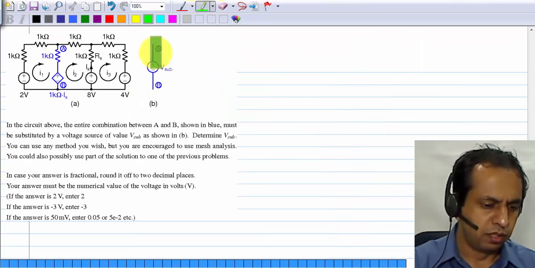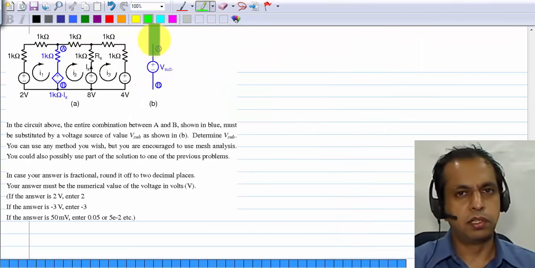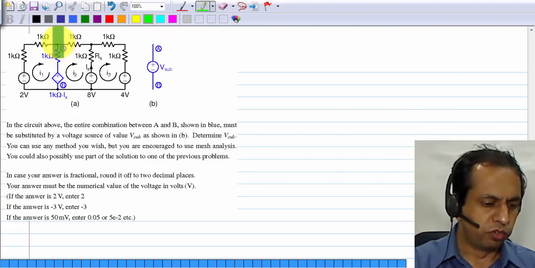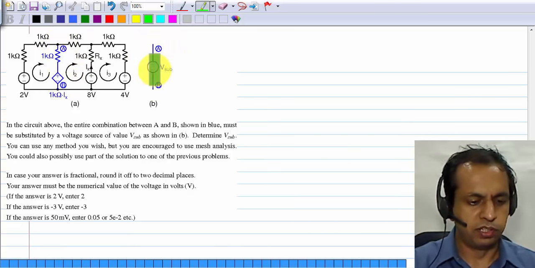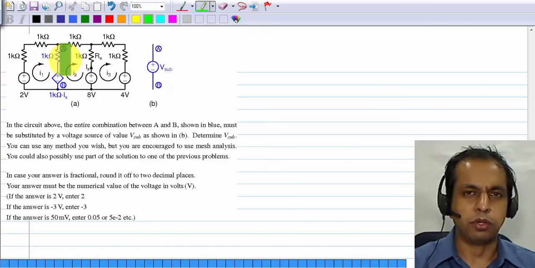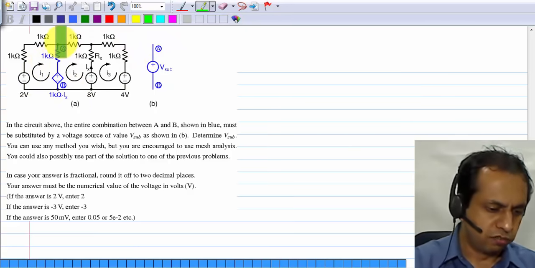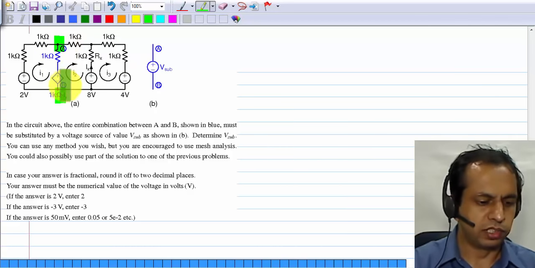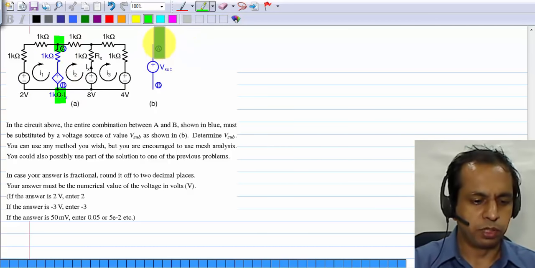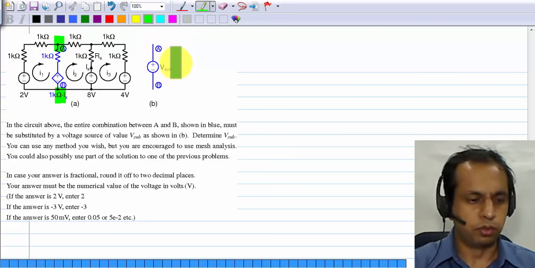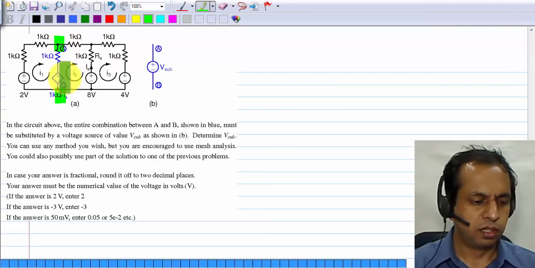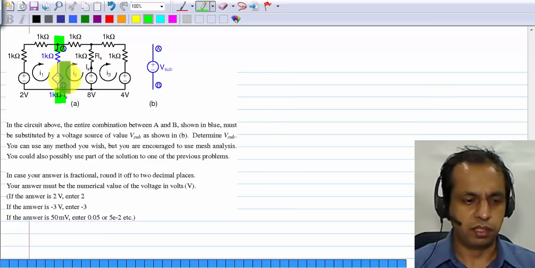The next question is about substitution really. You have to replace this entire branch with a single voltage source. Basically, what you have to do is solve this circuit, find the voltage that exists between A and B, and replace it with a voltage source of that value. Basically, you have to find the voltage between A and B in this circuit.